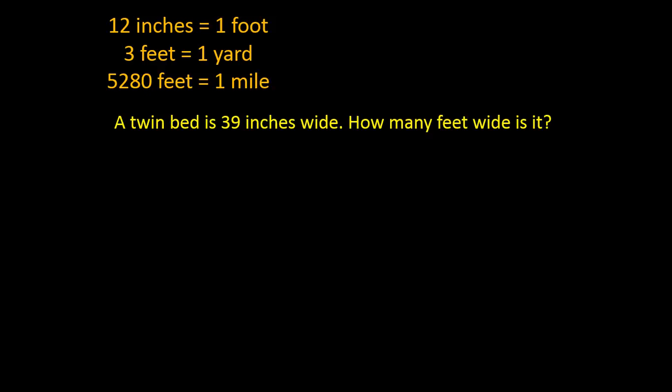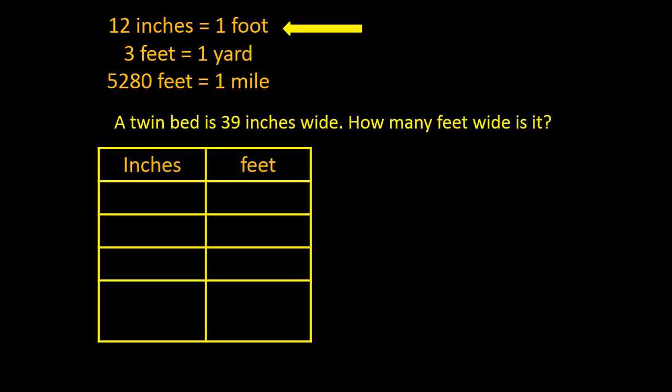A twin bed is 39 inches wide. How many feet wide is it? Let's look at several different approaches to this problem. One would be to say, well, if I know there's 12 inches in 1 foot, I can just start to add inches together until I finally have 39 inches.